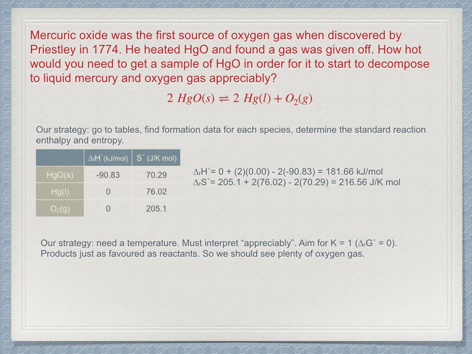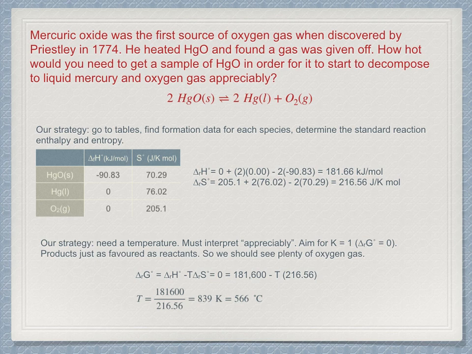Now there are many ways someone might interpret the phrase appreciable production of oxygen. I suggest looking for K equal to 1, such that the products are favored as well as the reactants. This requires, now look at the equation defining K from delta G, that delta G naught of reaction equals 0. Put this into the equation and solve for T. Remember that this will be T in Kelvin. Convert to degrees Celsius if needed to give 566 degrees Celsius as the answer.